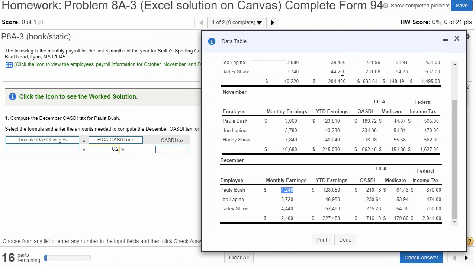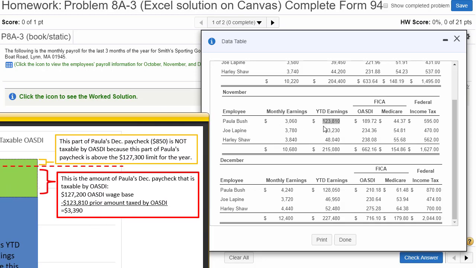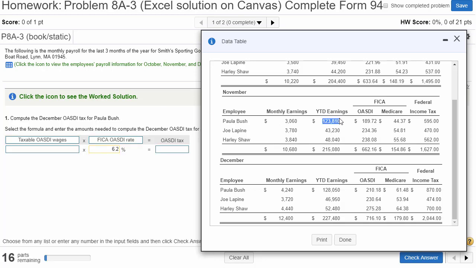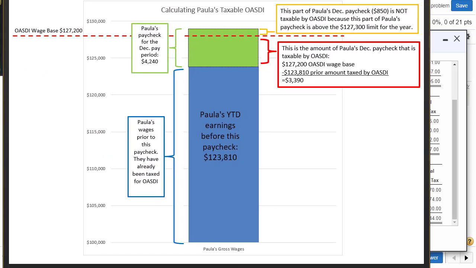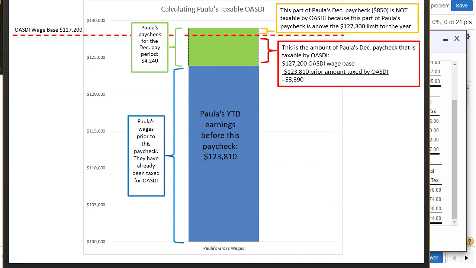First of all, we need a graph showing her previous year-to-date earnings prior to this. So I've created a graph in Excel, and here's a screenshot of it. Remember, we need to remember this number, 123,810. That's what she made previous to this pay period and has already been taxed. So this blue right here, notice it says Paula's year-to-date earnings before this paycheck, 123,810. Now remember, this has already been taxed for OASDI.